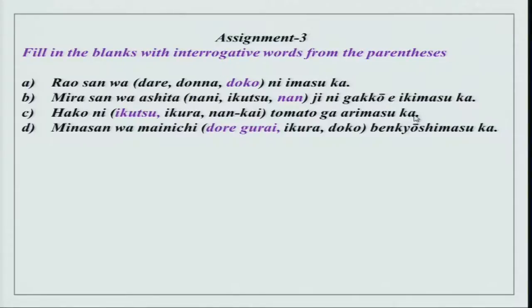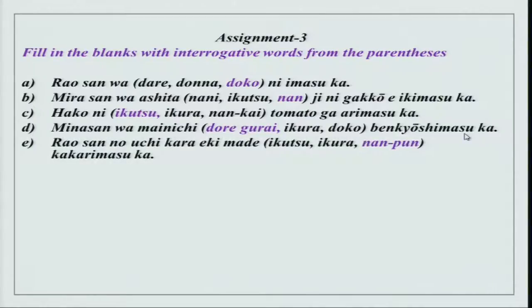Minasan wa mainichi dore gurai benkyou shimasu ka? We just did dore gurai in our previous lesson. Ikura is for how much and doko is where. So, dore gurai, approximately for how long, benkyou shimasu ka? Rao san no uchi kara eki made ikutsu, ikura, nanpun kakarimasu ka? So, nanpun.